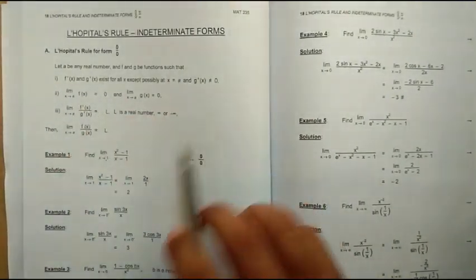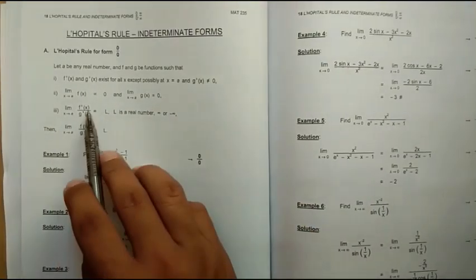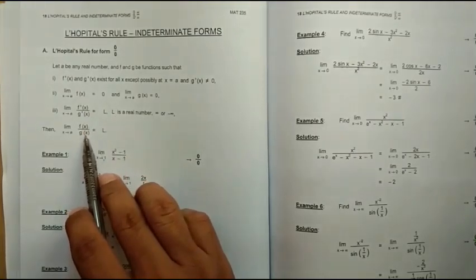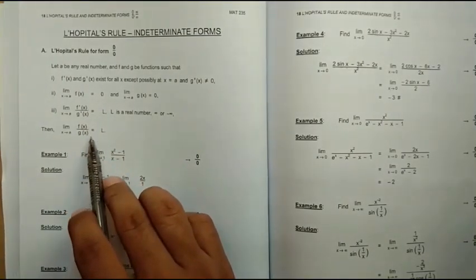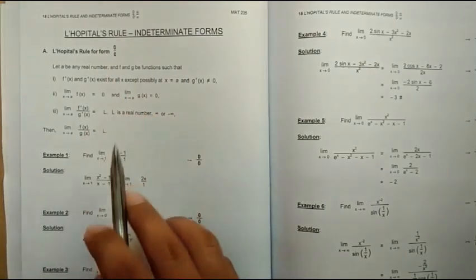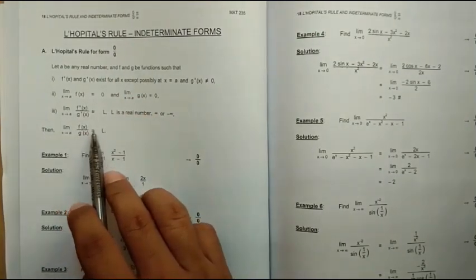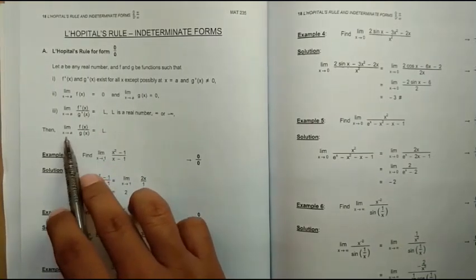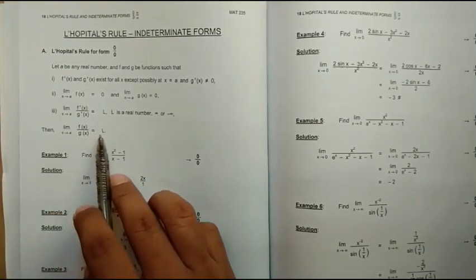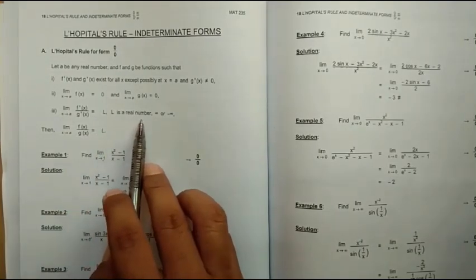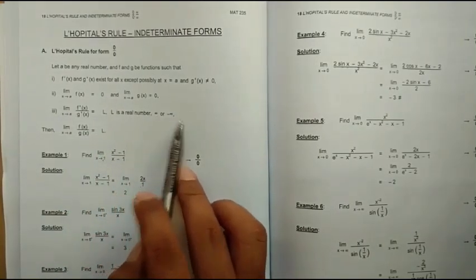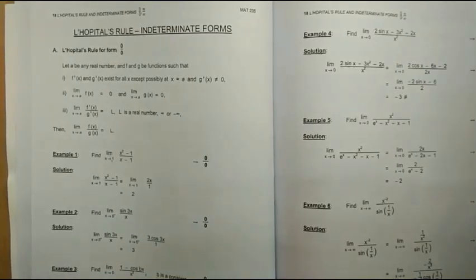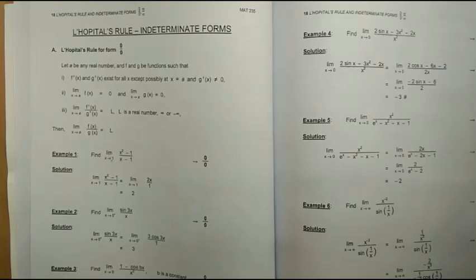Okay, just remember this formula. It's easy: differentiate f(x), differentiate g(x). So f(x) over g(x), we will get 0 over 0, and then differentiate f over differentiate g. Substitute x equals a, we get L. So L is a real number, infinity or negative infinity. Okay, so understand? Okay, we go to example. Example 1.